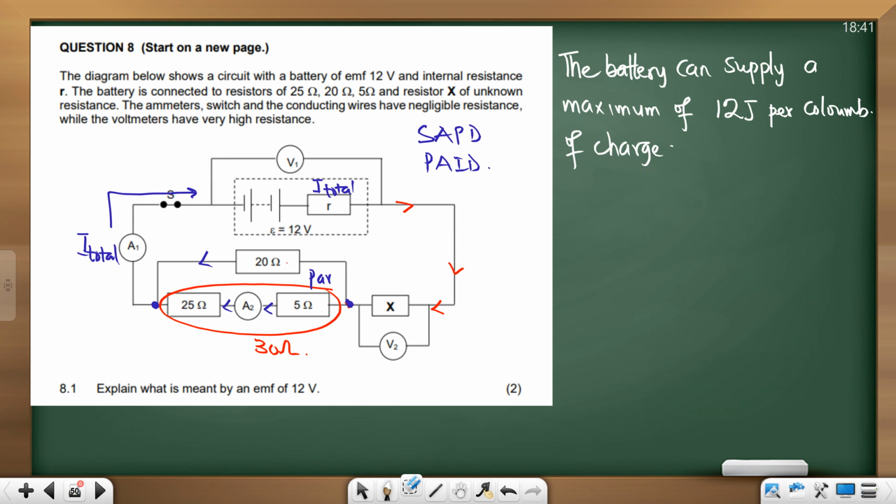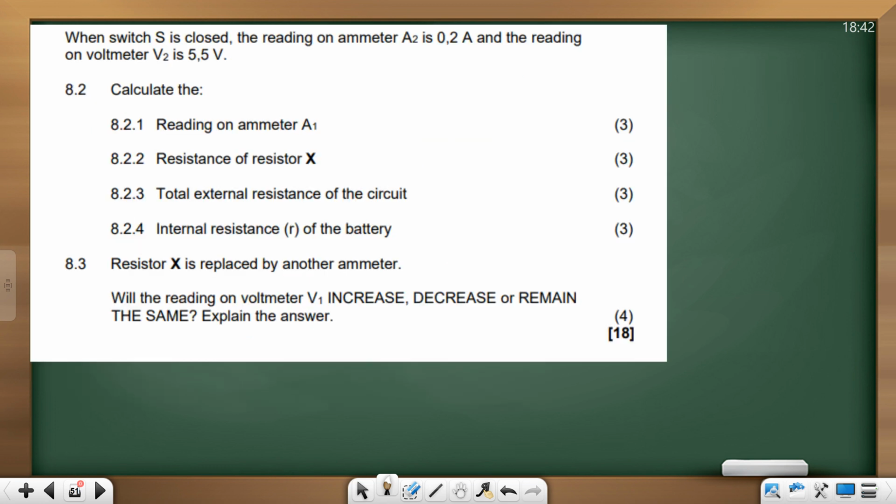Okay. So guys, are we okay with EMF? The battery can supply a maximum, what? And you guys wrote it down. Maximum energy of 12 joules per coulomb of charge. That's what EMF means. All right.